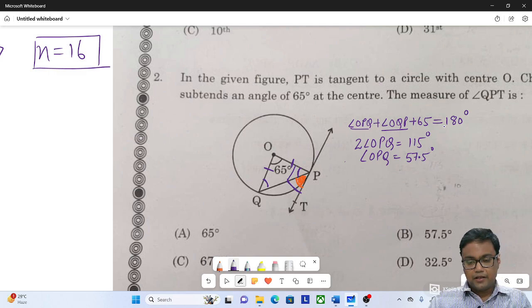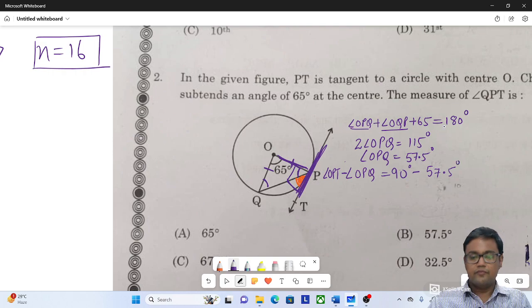And if I subtract angle OPQ from angle OPT, angle OPT is 90 degrees. Why? Because OP is the radius and it makes a 90 degree angle with the tangent, right. So, 90 minus 57.5 degrees is going to give you 32.5 degrees. So, D is the right option.